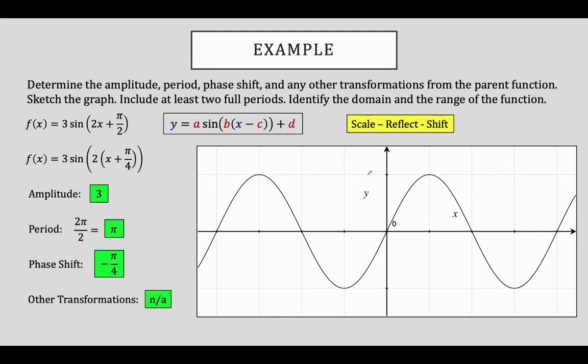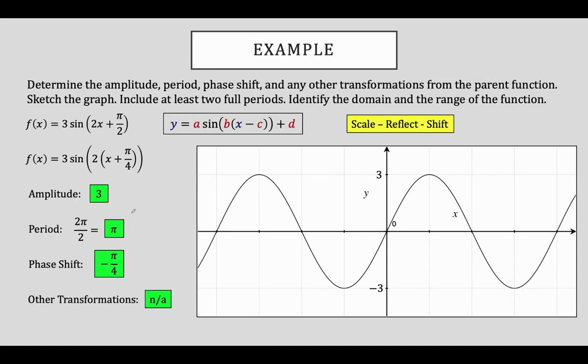All right, so let's start with our vertical scalings. Let's change our amplitude. Because the amplitude is 3, that means we need to go 3 units above the midline and 3 units below the midline. We can easily do this by just relabeling our y-axis as a 3 there and a negative 3 down here. There's our vertical scaling. Now let's do our horizontal scaling.